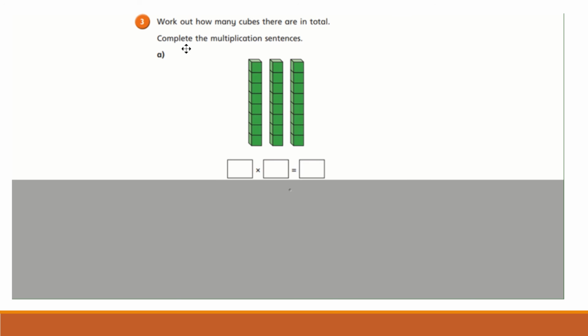Question number 3. Work out how many cubes there are in total and complete the multiplication sentences. So we can see there are 1, 2, 3. So there are 3 groups, 3 lots. How many in each? 1, 2, 3, 4, 5, 6, 7, 8. So there are 8 in each, because remember we are doing our 3 to 8 times tables today. And how many altogether? We know that 3 times 8 equals 24.